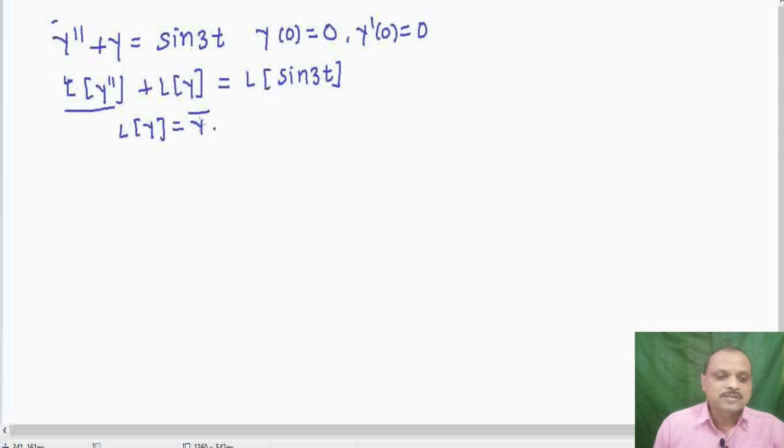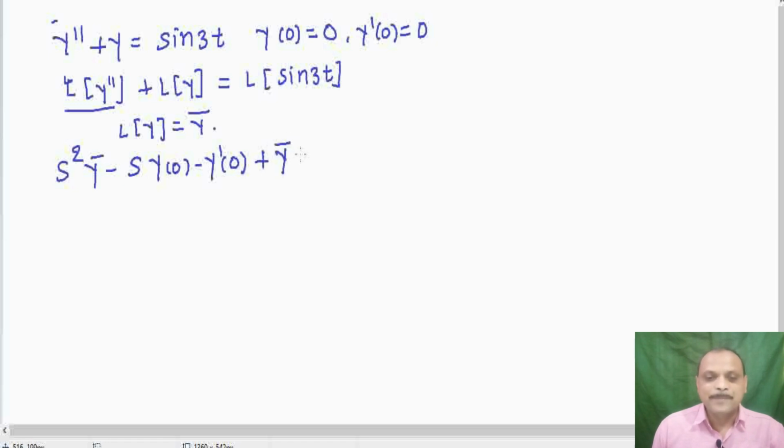Okay, so what we get: it is second derivative, so we have s square y bar minus s into y at 0 minus y dash at 0. So this is the expansion of L of y double dash plus L of y, here y bar, equal to the Laplace transform of sine 3t. This is 3 divided by s square plus 3 square, that is 9. This is a standard formula.